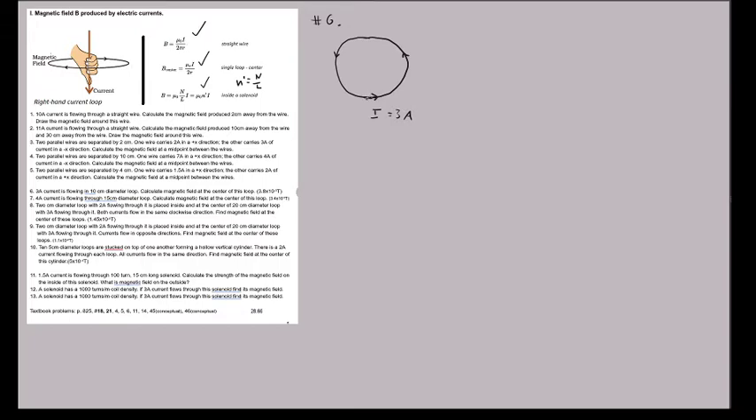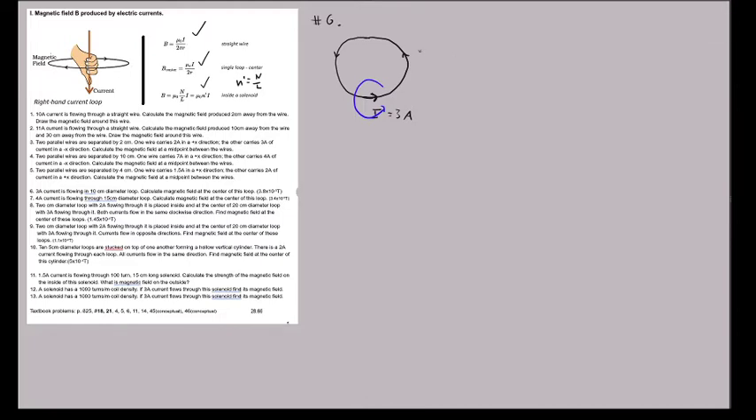So the current I points to the right. Take the thumb of your right hand and make it point in the same direction as this current here. Curl your fingers and you will see that the magnetic field comes out of the center of the loop, loops around, and then goes back in under here.